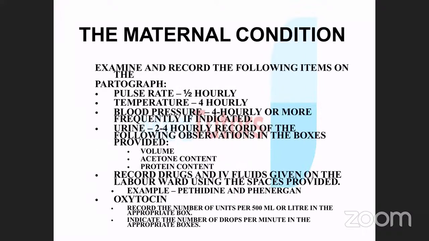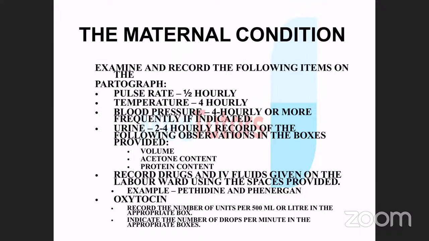The maternal condition. Of course, on the partograph, you have a space for monitoring the maternal pulse rate, which is done every 30 minutes, temperature 4 hourly, and blood pressure 4 hourly or more often, depending on the indication. Urine output is measured every 2 to 4 hours. Then you examine the volume of urine produced in 2 hours, and you do the analysis for protein and acetone.